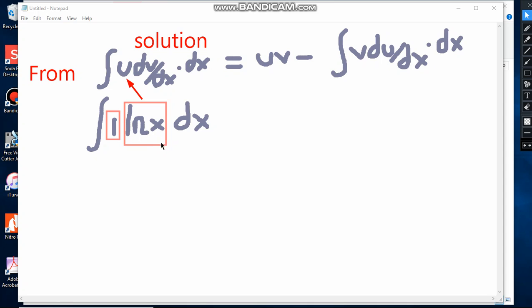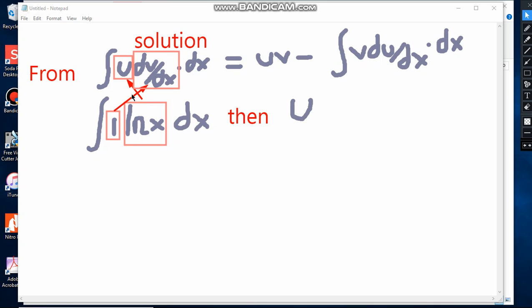In the order of letting u, first we start with the inverse trig. There is no inverse trig in this integration. Second, we look for logarithms. There is a natural logarithm, ln of x, thus we let u equal ln of x, and the remaining one will be dv/dx.